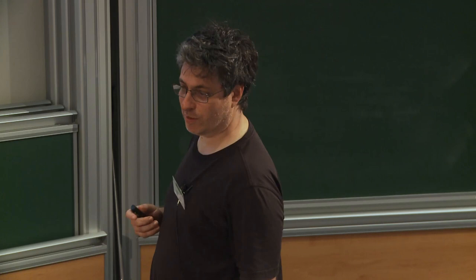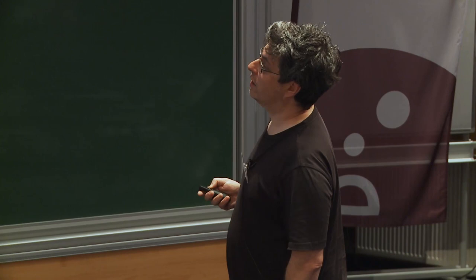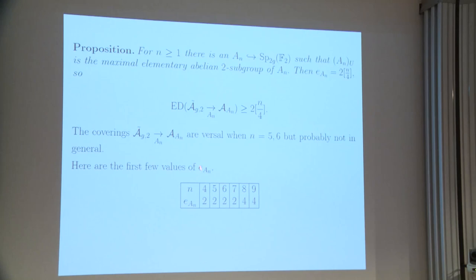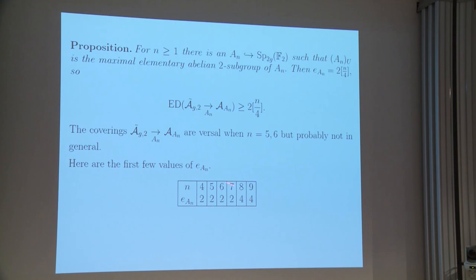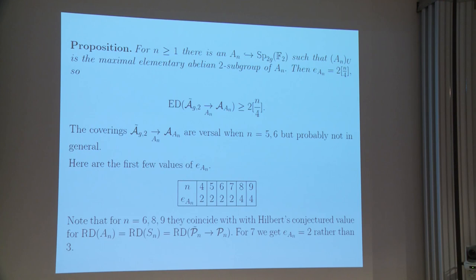Anyway, so for these covers, you have this estimate. And so let's look at the first few values of this EAN. Well, it's a very simple function, so you can write it down here, okay? And let's compare this with Hilbert's conjectured value for the resolvent degree of this guy, okay?